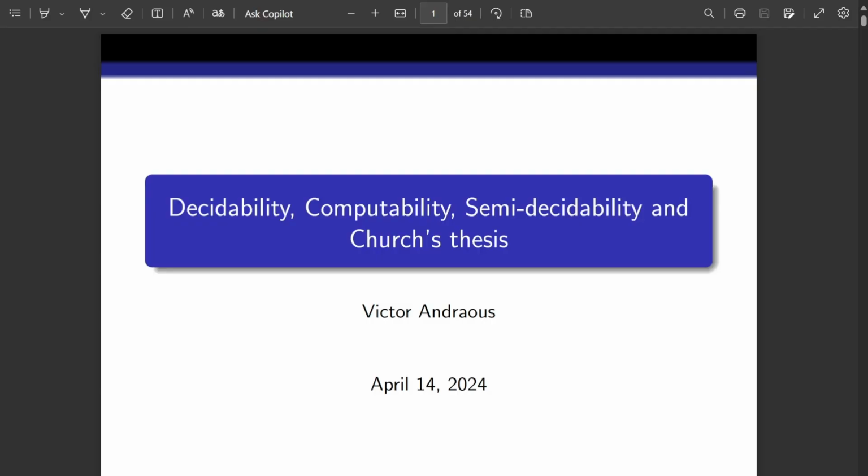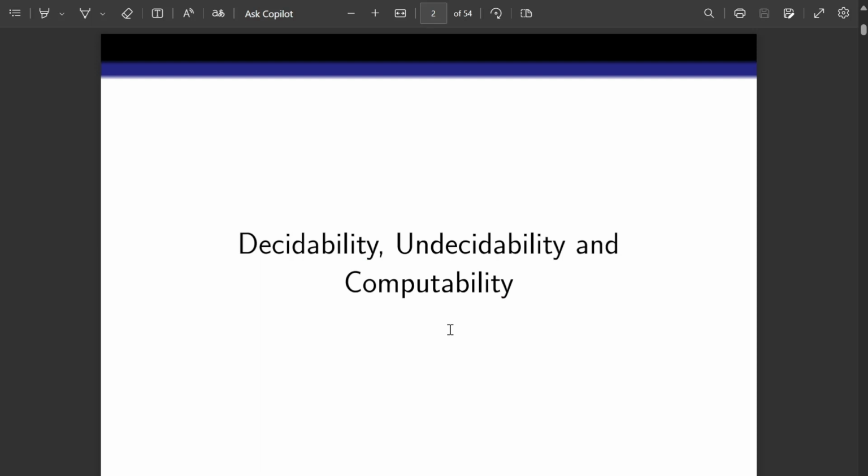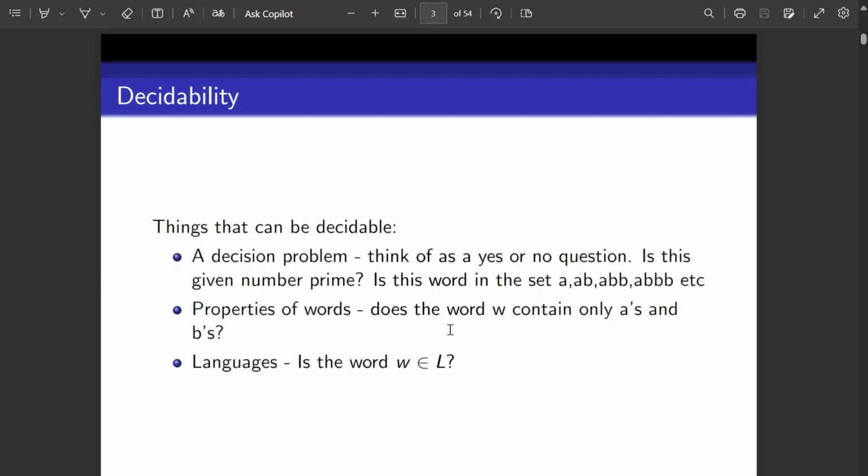Start the recording. Okay. So today we'll be covering decidability, computability, semi-decidability, and Church's thesis, among a few other smaller topics as well. So let's start with decidability, undecidability, and computability. They all kind of lump together in one topic anyway.